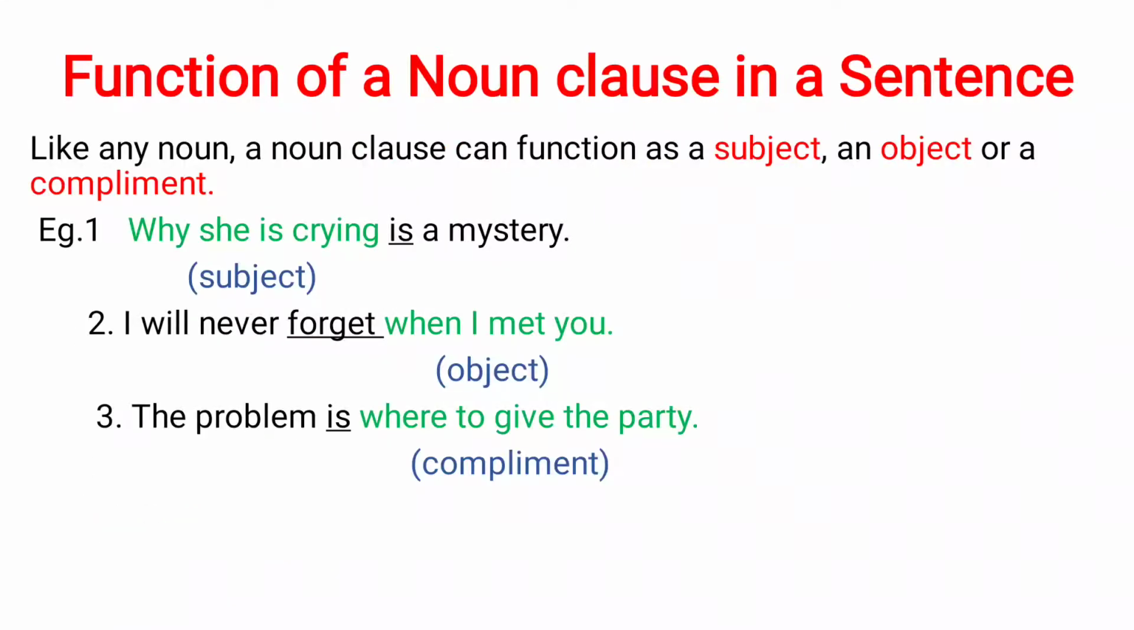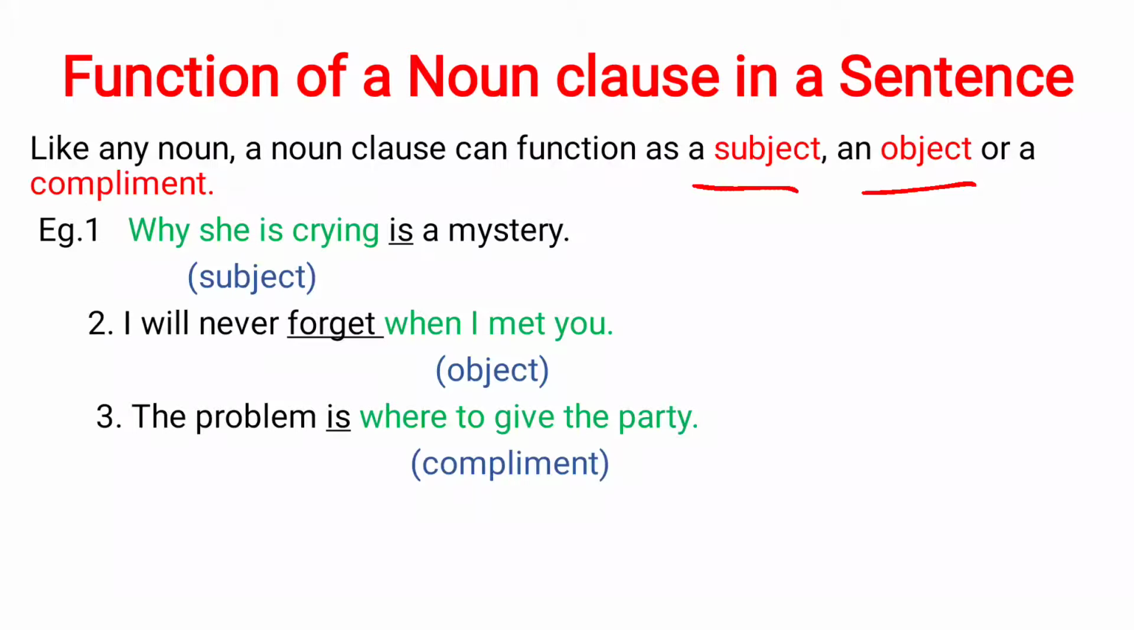Now let us understand the function of a noun clause in a sentence. Like any noun, a noun clause can function as a subject, an object, or a complement. To understand subject, object, and complement, you can go to the noun phrase video where I have discussed them in detail. Now let's take the first example. Why she is crying is a mystery.